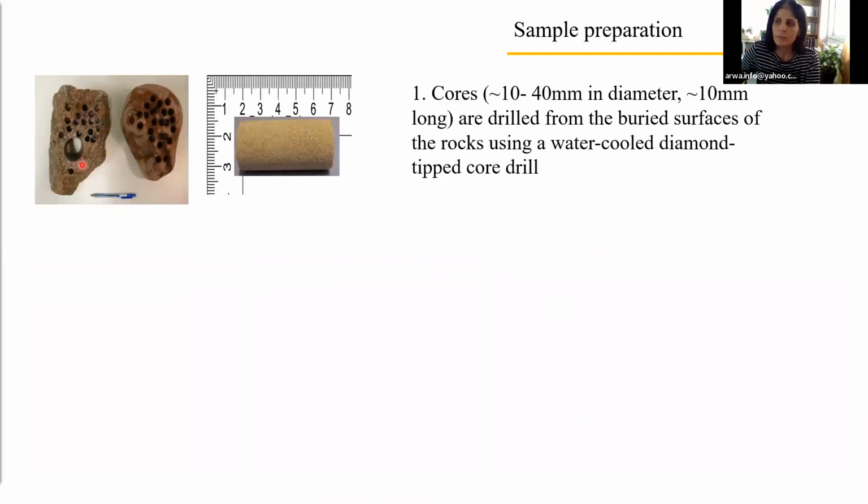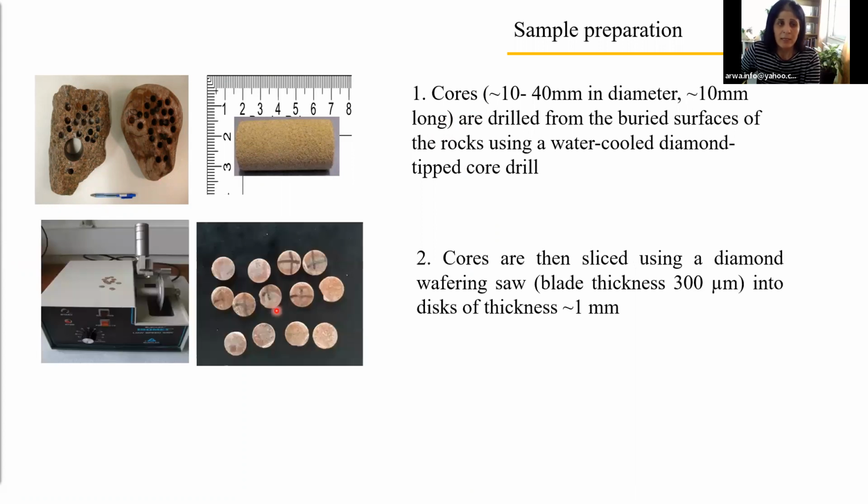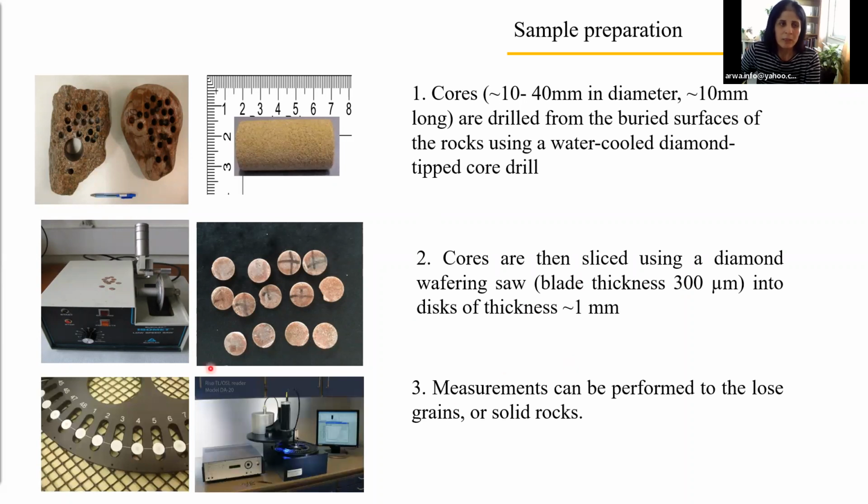In the lab, we drill the rock surfaces using a diamond drill. The diamond drill usually has a diameter of 1 centimeter, or as available in your lab. Usually I use 2.5 centimeters because it's easier to cut them into pieces. Then the cores are cut into slices using a diamond wafering saw blade at low speed, to cut them into slices of 1 millimeter for measurement. If we have the 1 centimeter diameter slice, we can put it directly into the wheel that goes to the OSL reader, or we can break each one into small chips and load them also into the reader.